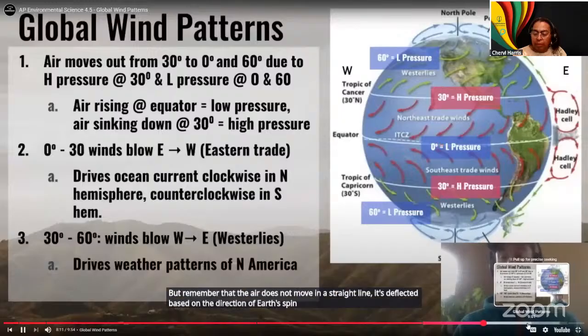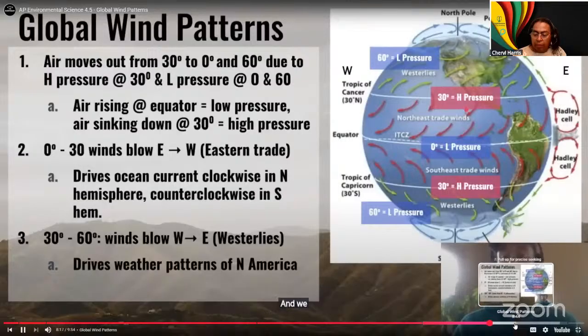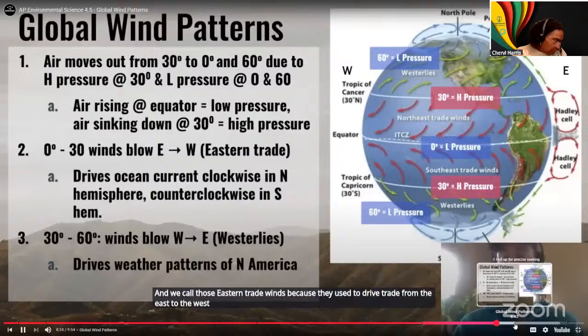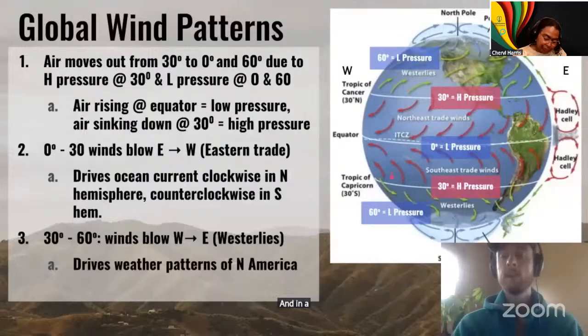And so between 0 and 30 degrees, we have our air moving from east to west, and we call those eastern trade winds because they used to drive trade from the east to the west because the ships were dependent on sails. This also drives the circulation of the ocean currents in a clockwise direction in the northern hemisphere and in a counterclockwise direction in the southern hemisphere.